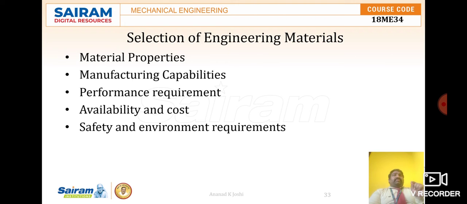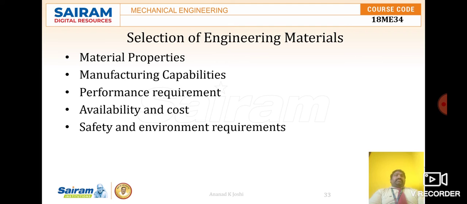Further, the cost of the material selected must be as low as possible in order to reduce the cost of final products and compete heavily in the global market. And finally, safety and environment. Anyhow, we have to take care of our environment.